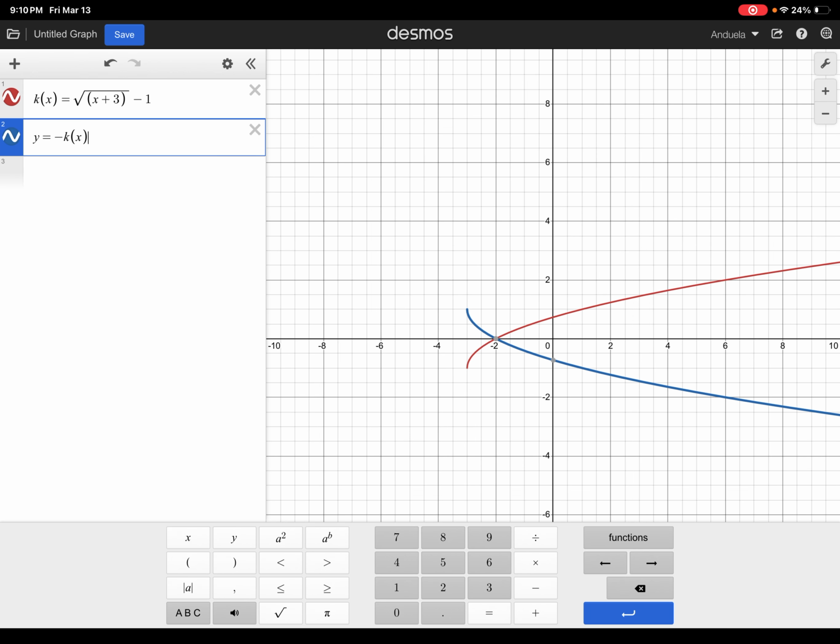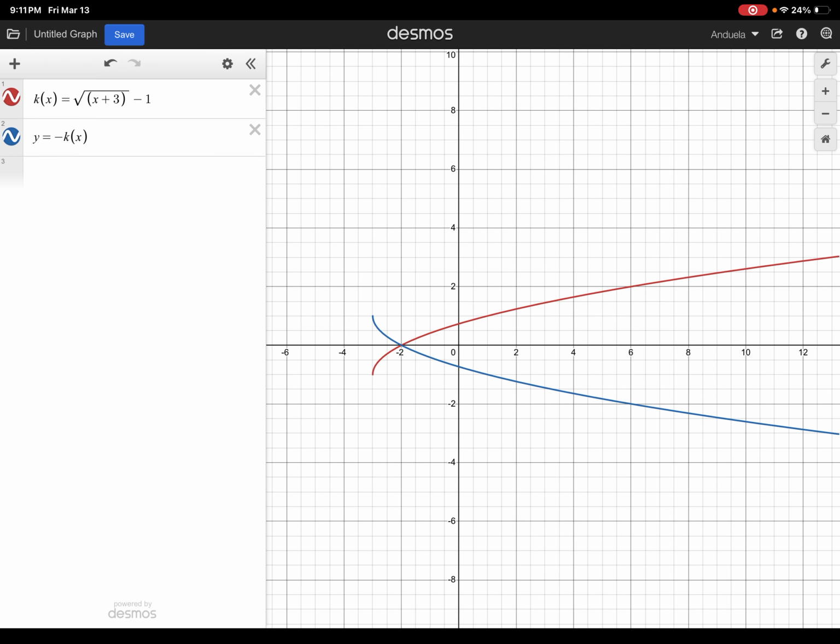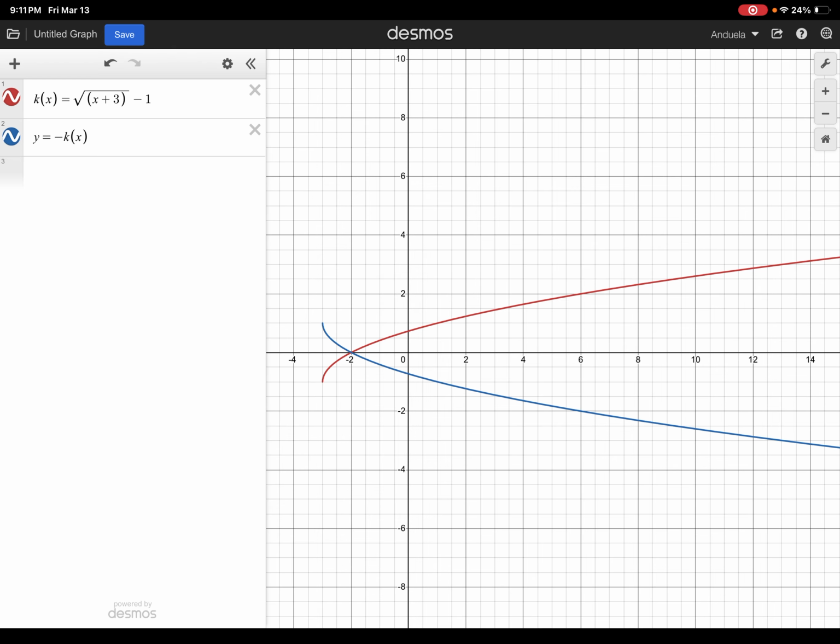So as you can see here, we have two graphs. The red graph is the given graph, and the blue graph is the reflected graph, as you can see here on the left side, they're colored in blue and in red. And as you can see here, one of the points during the reflection didn't change location, and that is exactly where the graphs had their x-intercepts at negative 2 and 0.